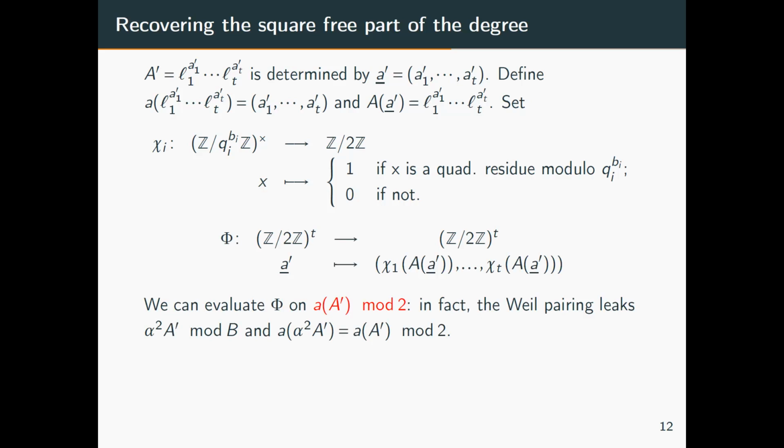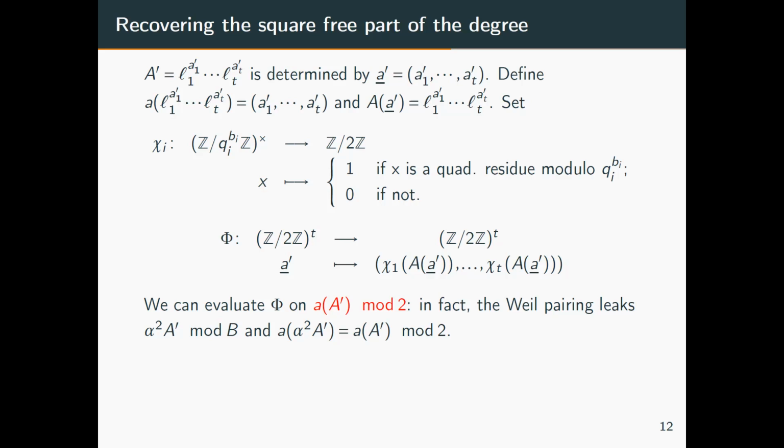One thing is that you can in fact evaluate this map on the secret isogeny degree. Not the secret isogeny degree itself, but the secret isogeny degree reduced modulo 2, each component reduced modulo 2, and this corresponds exactly to the square-free part of the degree. Because here you are recovering the exponents in the degree modulo 2. So this corresponds exactly to the square-free part of the degree.